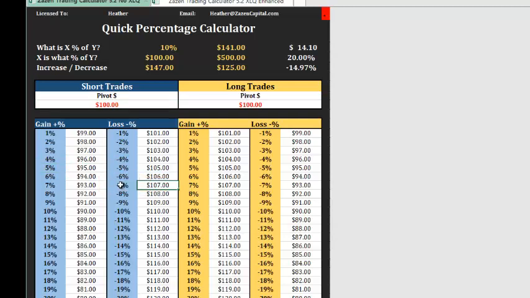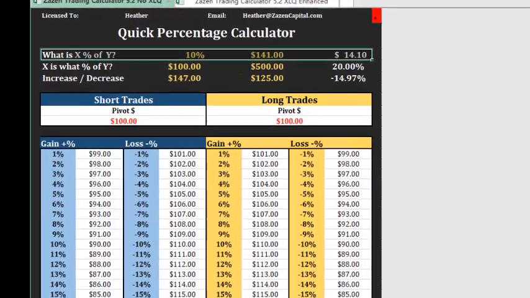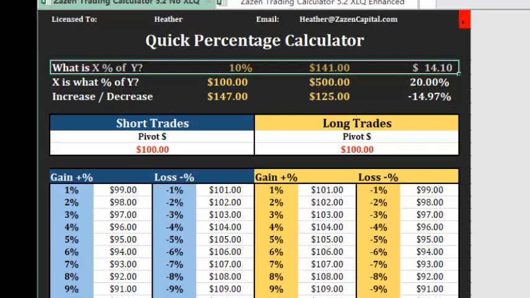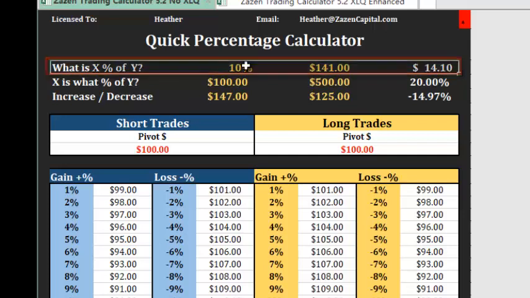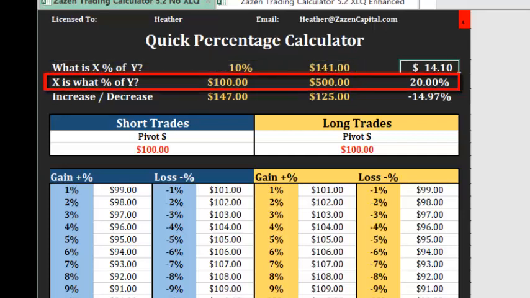In addition to this quick percentage table for gain and loss for long and short trades, there's also a very handy little percentage calculator. It addresses 3 common percentage calculations that most people use. The first is, what is 10% of 141? It gives you the answer. X is what percent of Y. So what percent is 100 of 500?